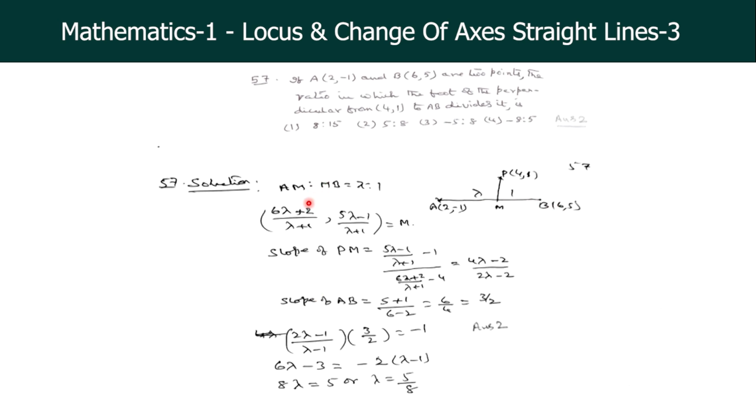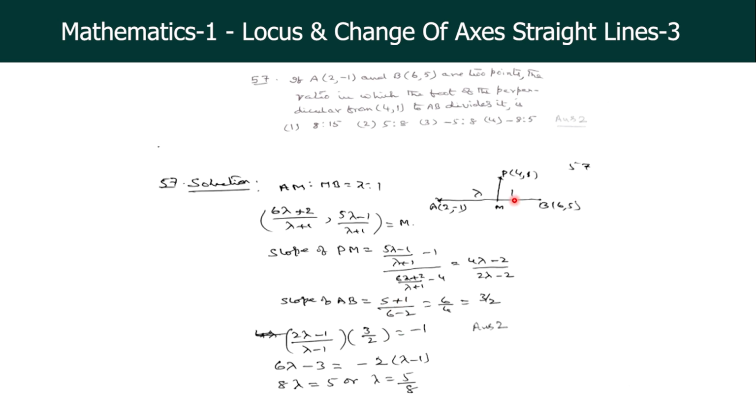And suppose the ratio AM to MB is equal to lambda to 1. So therefore M is equal to ((6 lambda + 2)/(lambda + 1), (5 lambda - 1)/(lambda + 1)). So therefore the slope of PM is ((5 lambda - 1)/(lambda + 1) - 1) / ((6 lambda + 2)/(lambda + 1) - 4). On simplification it is equal to (4 lambda - 2)/(2 lambda - 2). But the slope of AB is equal to (5 + 1)/(6 - 2), which is 3/2.